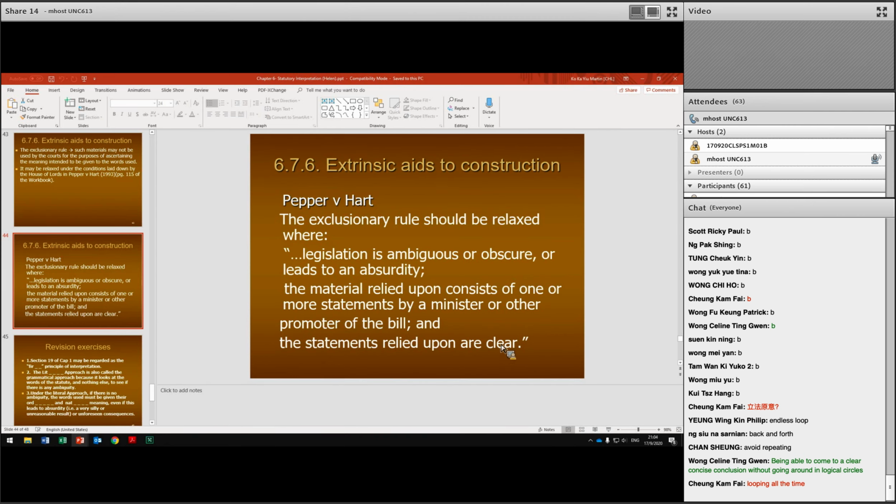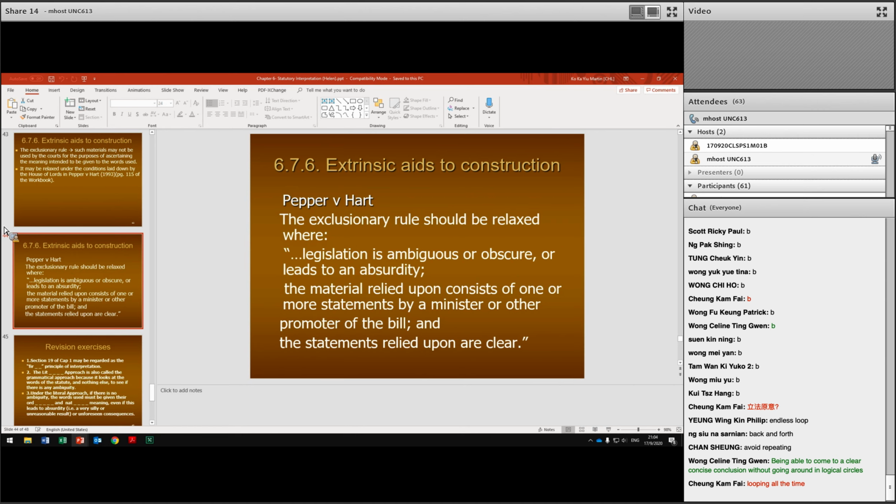Usually only explanatory notes or some policy paper will be relied upon by the judge. You cannot just cite an article in the newspaper. You cannot just cite an article in the magazine.